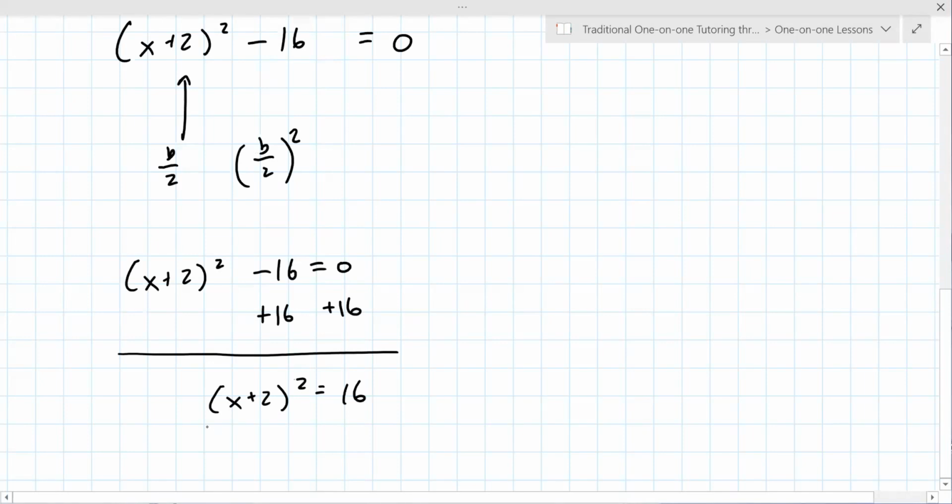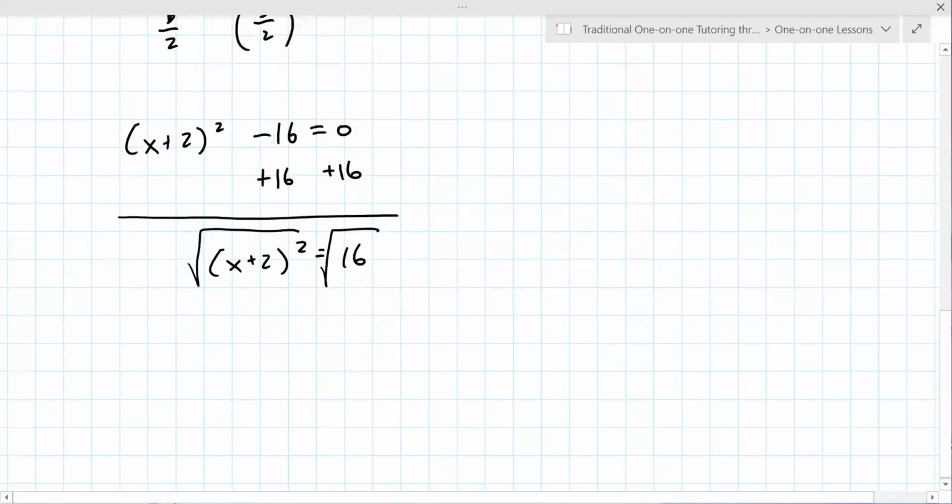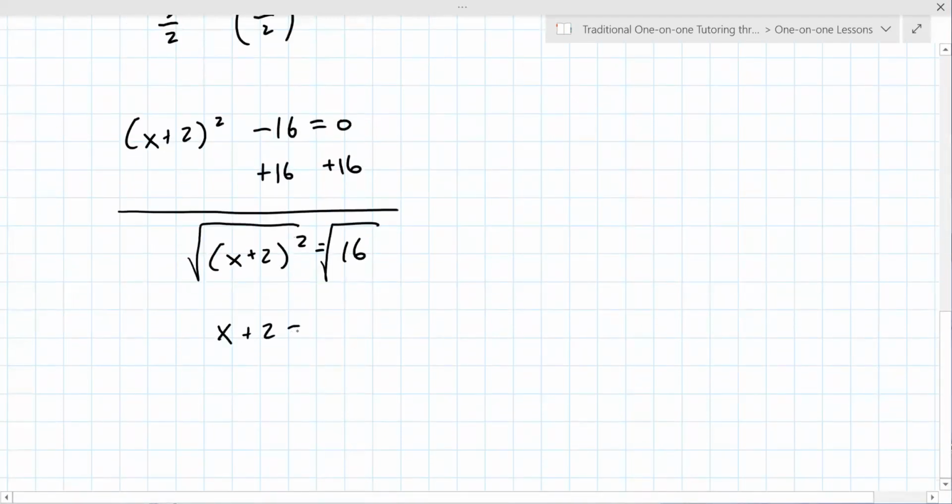So we're going to take the square root of both sides. So x plus 2 equals plus or minus the square root of 16. Okay. What is the square root of 16? 4. So we're almost done.